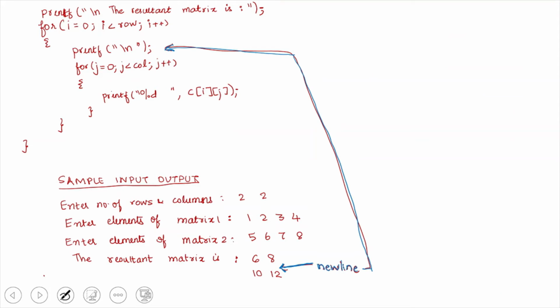Once you have found the result, then you have to print the matrix. In order to do that, after every row, we have to give a new line character. This ensures that each row of the matrix is printed on a new line.